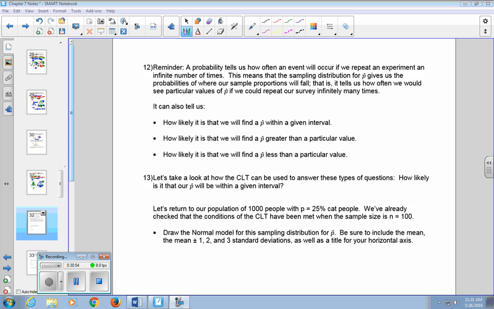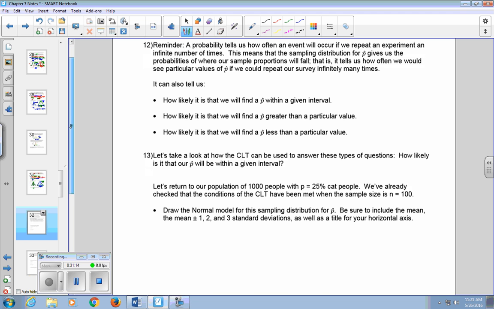So it can also tell us how likely it is that we'll find a particular p hat or a p hat within a given interval, how likely it is that we'll find a p hat greater than a particular value, and how likely it is that we'll find a p hat less than a particular value. All right, so let's take a look at how the central limit theorem can be used to answer these types of questions. So how likely is it that our p hat will be within a given interval?